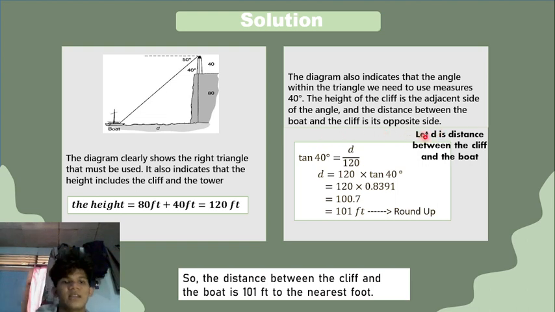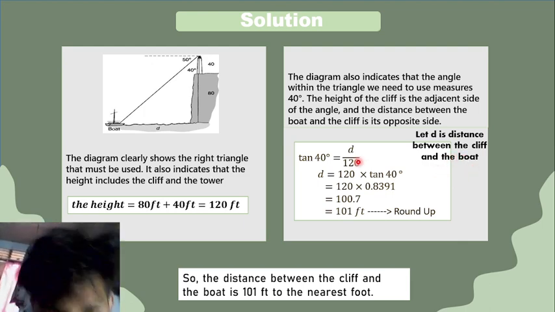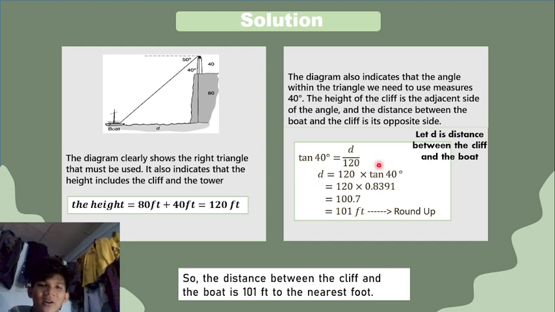Let D be the distance between the cliff and the boat. Tan 40 degrees is equal to D over 120. So we cross multiply this equation. So we get D is 120 times tan 40 degrees, which is equal to 120 times 0.8391. So we get D is 100.7 or 101 feet. Okay, so the distance between the cliff and the boat is 101 feet to the nearest foot.